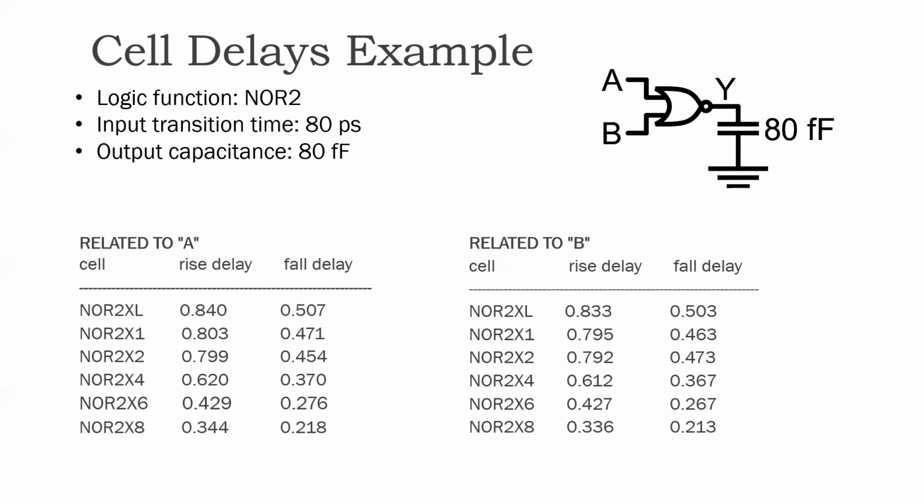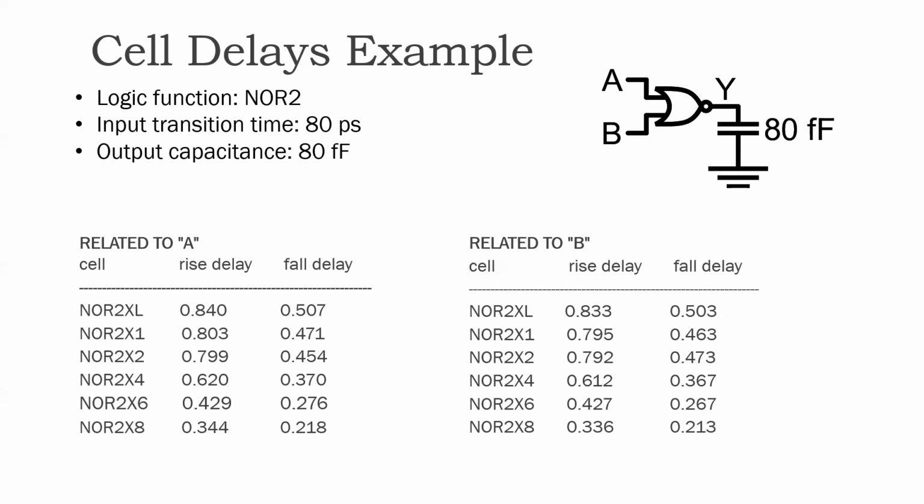Okay. So on the left-hand side, you have a table for A to Y delays. On the right-hand side, you have the table for B to Y delays. So you have to assume that A is at 0 and B is transitioning. Then what are the delays from input to output? And again, different drive strengths. You can see that the delays decrease in both tables. The delays decrease very significantly as the drive strength increases.